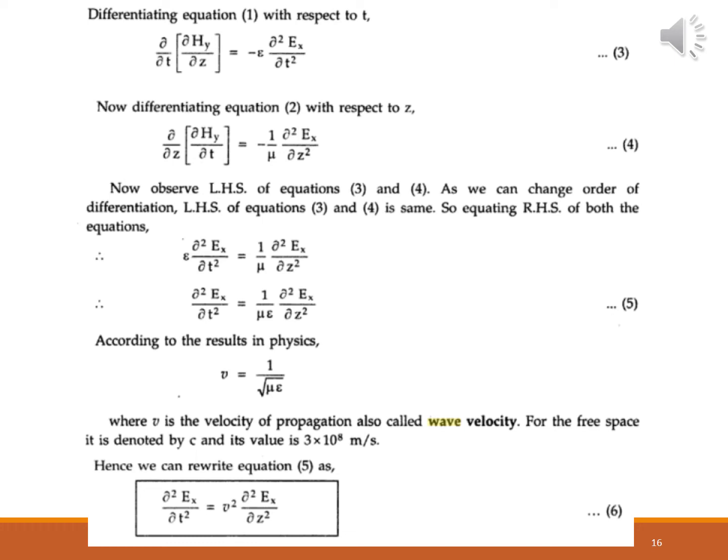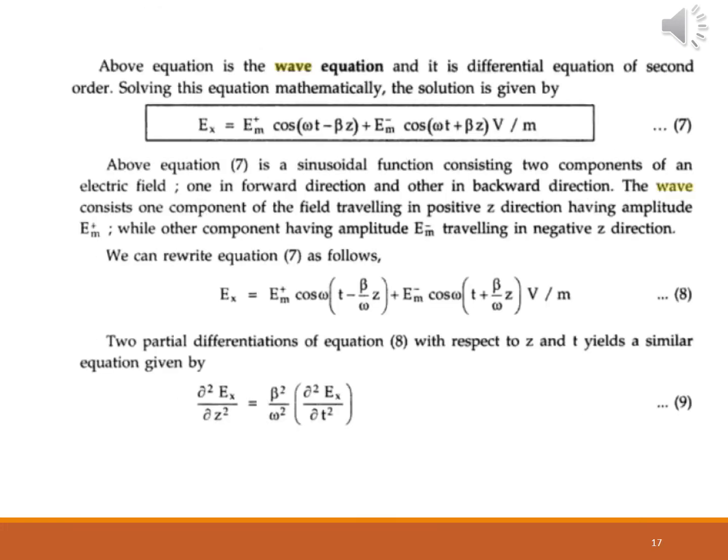So this is the general derivation. This equation gives you the equation for a plane wave. There are two equations. What is written here, equation 6, is in terms of the electric field. In terms of the magnetic field, what do you have to do? Just replace the Ex with Hy. So the wave equation that we just saw, dou square Ex by dou t square is equal to v square dou square Ex by dou z square.